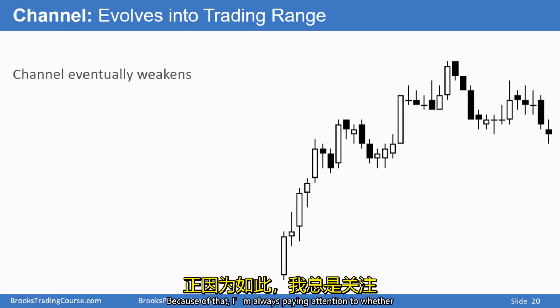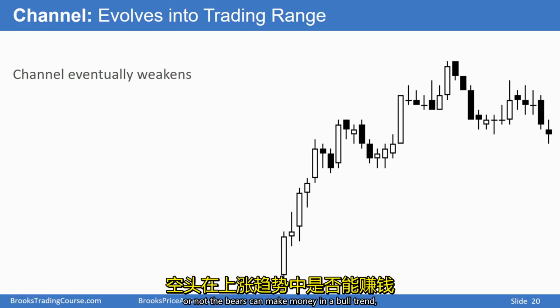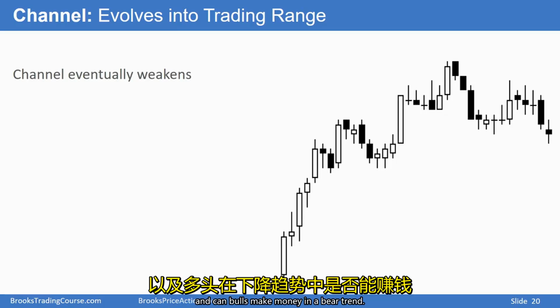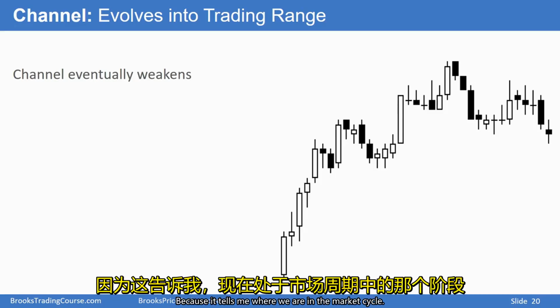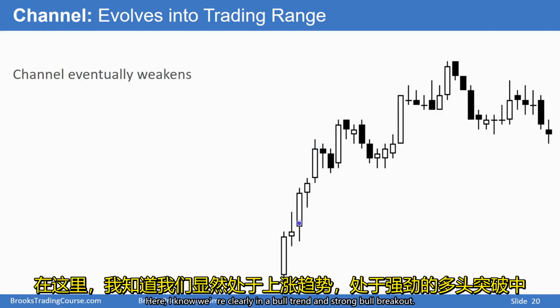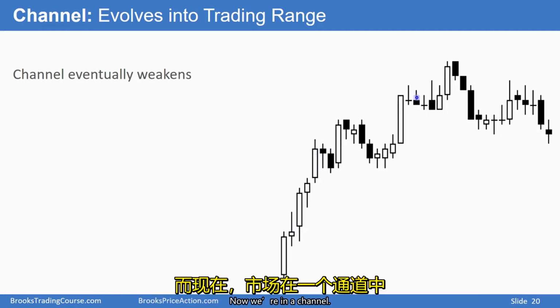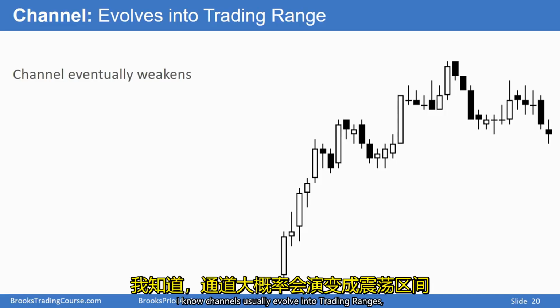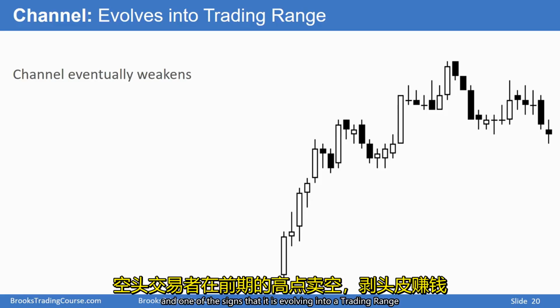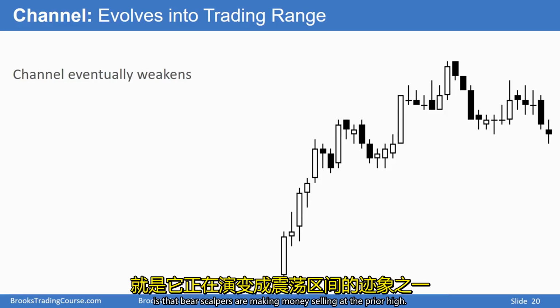And because of that, I'm always paying attention to whether or not the bears can make money in a bull trend and can bulls make money in a bear trend, because it tells me where we are in the market cycle. Here, I know we're clearly in a bull trend, strong bull breakout. And now we're in a channel. I know channels usually evolve into trading ranges. And one of the signs that it is evolving into a trading range is that bear scalpers are making money selling at the prior high.